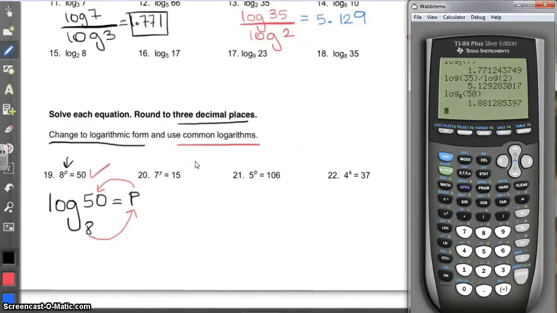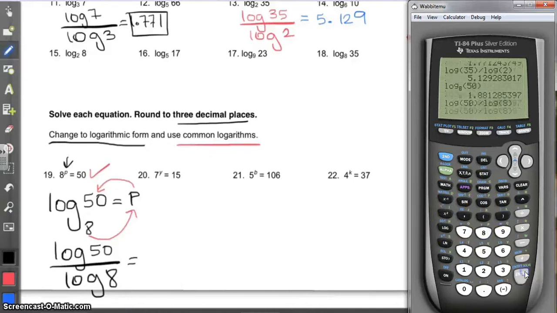to get the full grade you have to change it into log 50 over log 8, and you enter it on the calculator this way. The other way gives you the same answer, but remember this way you have to be very careful. You have to close the parentheses, divided by log 8, close parentheses, and it will give you the final answer. As you can see it's exactly the same no matter what way you used. So it's going to be 1.881.